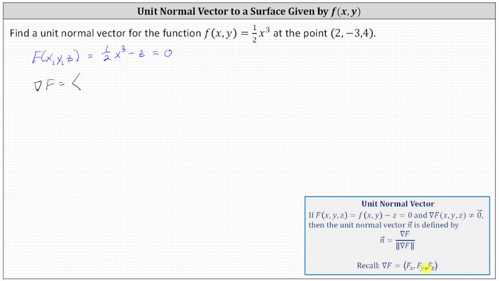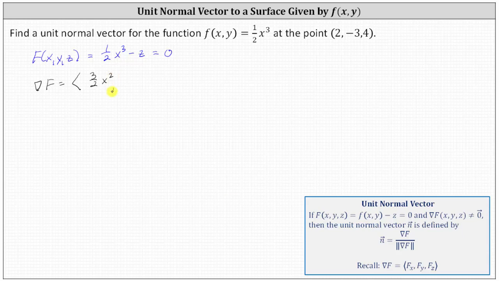To determine the partial of big F with respect to x, we treat y and z as constants and differentiate with respect to x. The partial of big F with respect to x is equal to the derivative of 1/2 x cubed with respect to x, which is 3/2 x squared, and then minus the derivative of z with respect to x, because we treat z as a constant, the derivative of z with respect to x is 0.